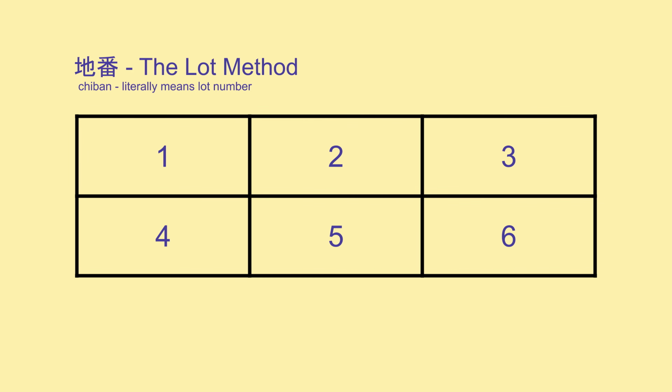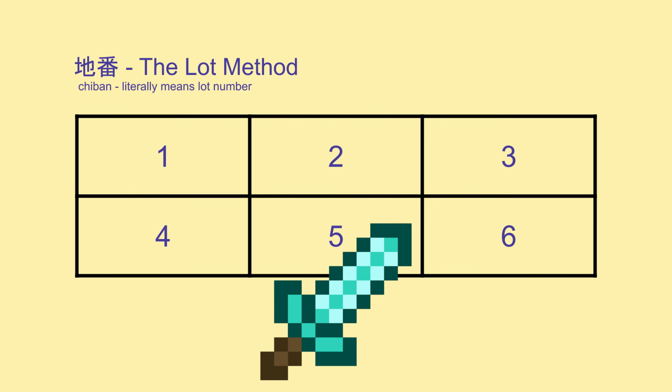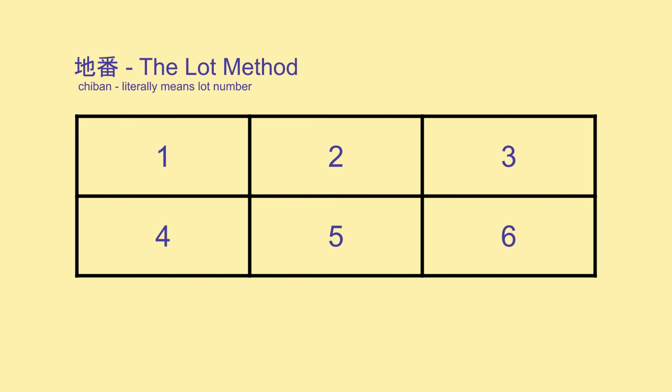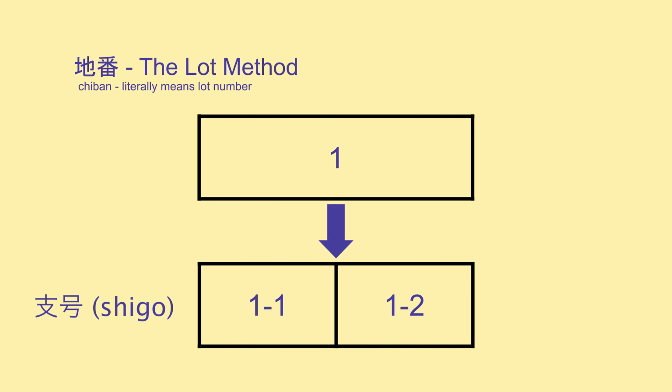In its current state, we see that all the Chiban are lined up in numerical order, and if a delivery person were to show up, they can easily find a specific Chiban. However, land can change hands, be joined together, or be cut into pieces, and we will soon find out why the Chiban method wasn't too great of an idea. The rules to land expansion and division were simple. If two Chiban were to be joined together, it would take the smaller number. If one Chiban were to be split, a helper number called shigo or edaban is attached.